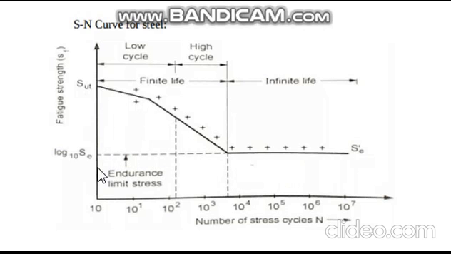If you keep your load in such a way that the stress is less, it will not fail for an infinite number of cycles. This stress is known as the endurance limit. When the curve becomes flat, this becomes the endurance limit. This curve is called the SN curve.